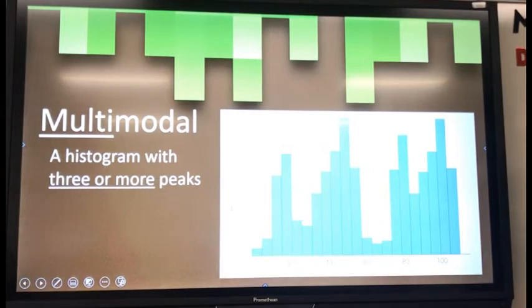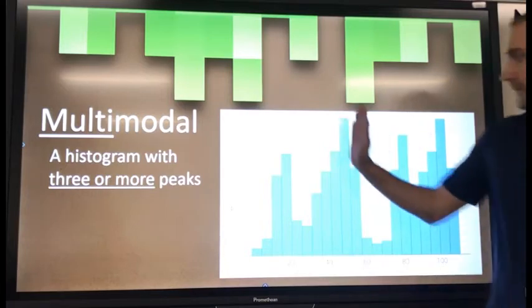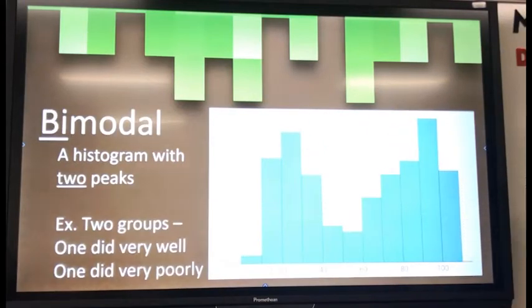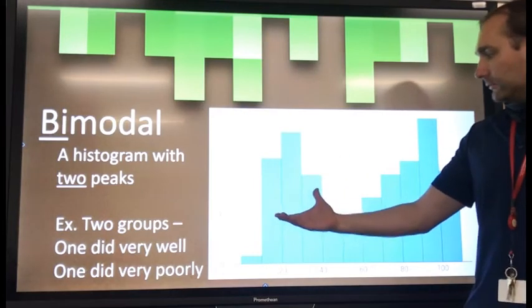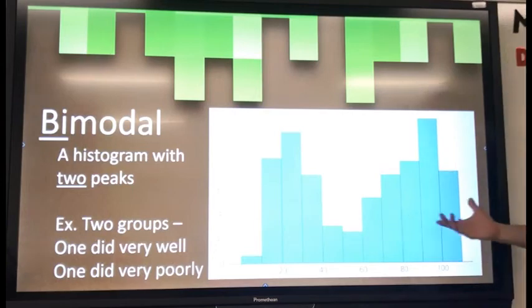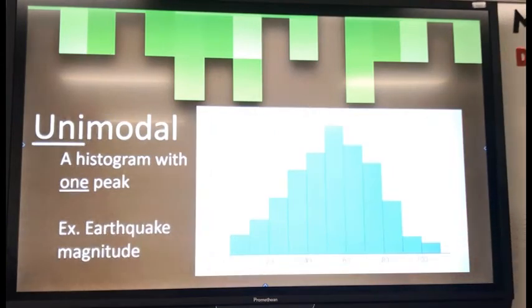What about multimodal? Usually not with multimodal. It's possible, right? If you have an equal number of peaks on this side and this side. What about bimodal? Could it be symmetrical? It could sometimes. This kind of looks symmetrical, right? If I put it down the middle and fold it in half, you either failed or you passed. And unimodal is usually symmetrical.